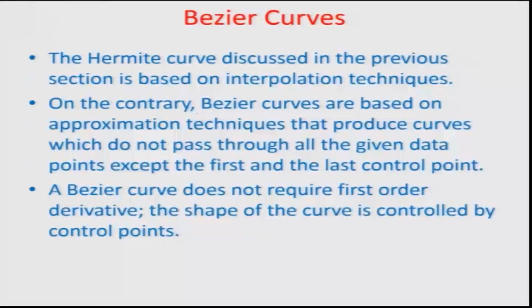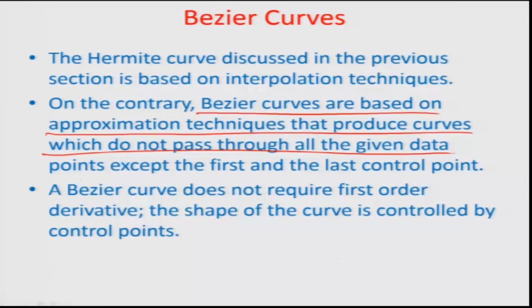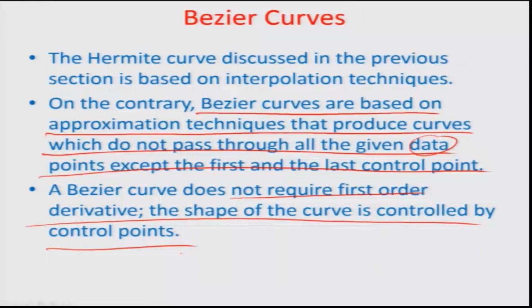So, Bezier curves are based on approximation techniques that produce curves which do not pass through all the given data points except the first and the last control point, but the implication of the data is felt if the data is varied. For example, if it goes up or down, the overall nature of the curve, the geometry of the curve, may change accordingly, based on which the Bezier is plotted with this set of points in mind. So, the Bezier curve does not require a first order derivative; the shape of the curve is controlled by control points.